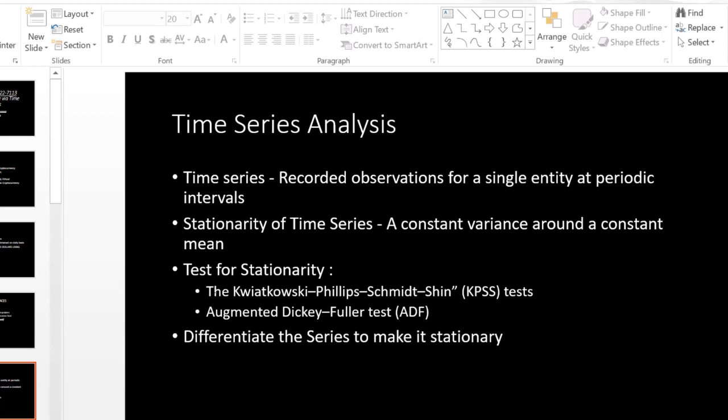What we are using is the ARIMA model. This ARIMA model is an amalgamation of three models.